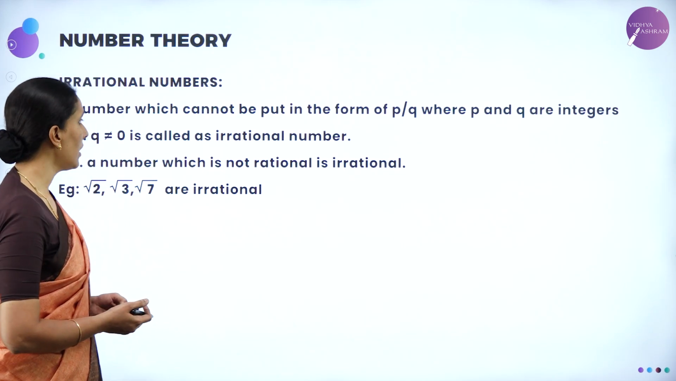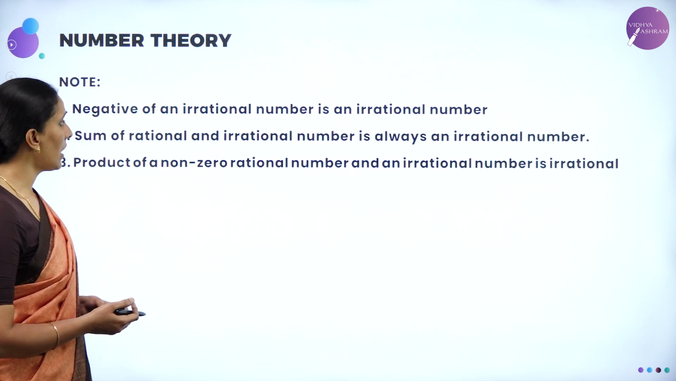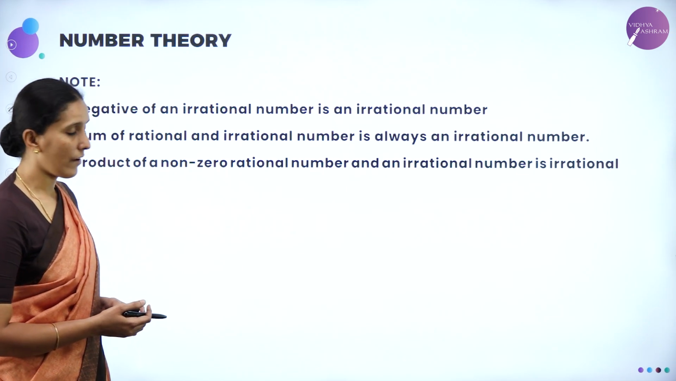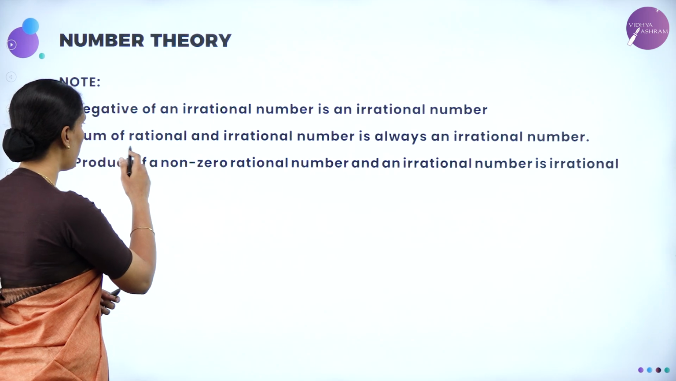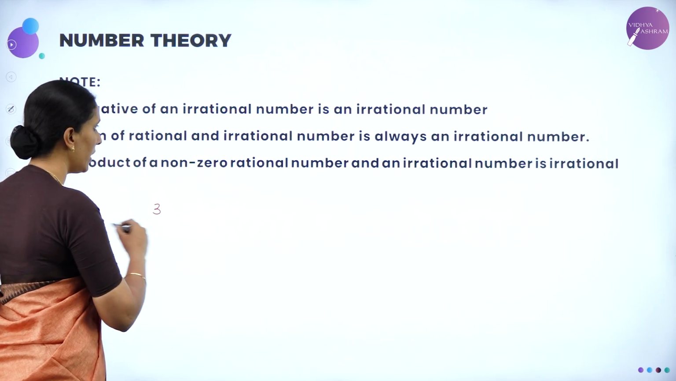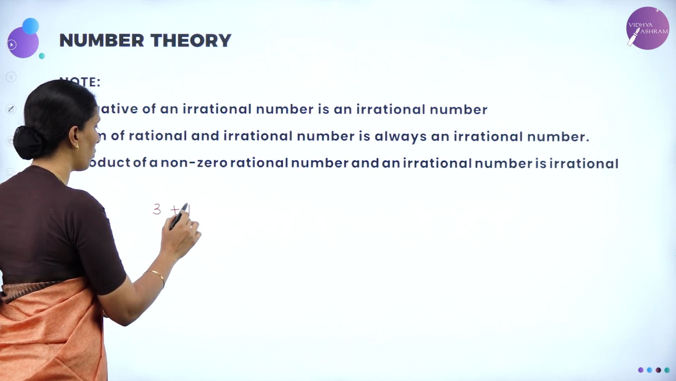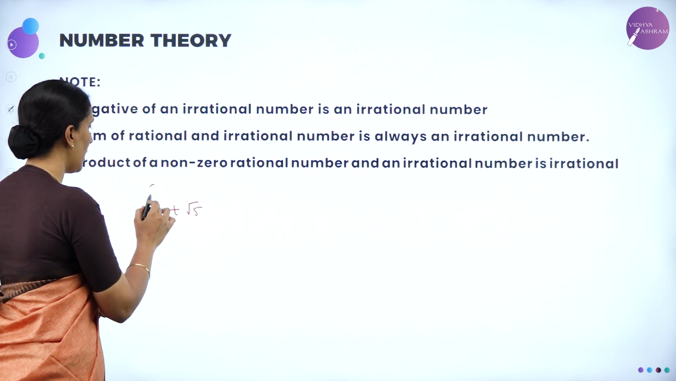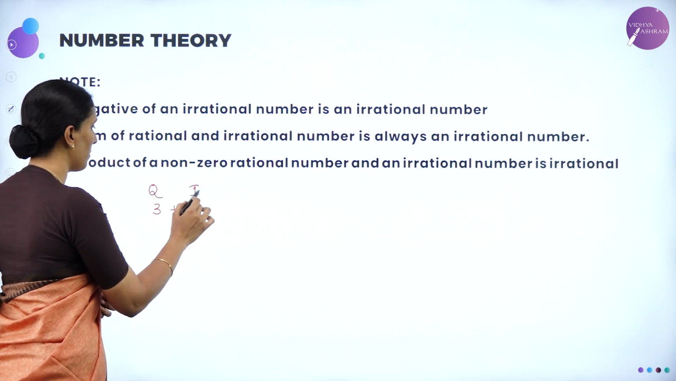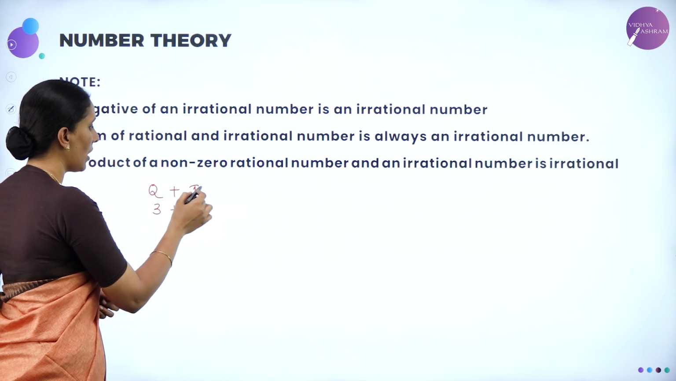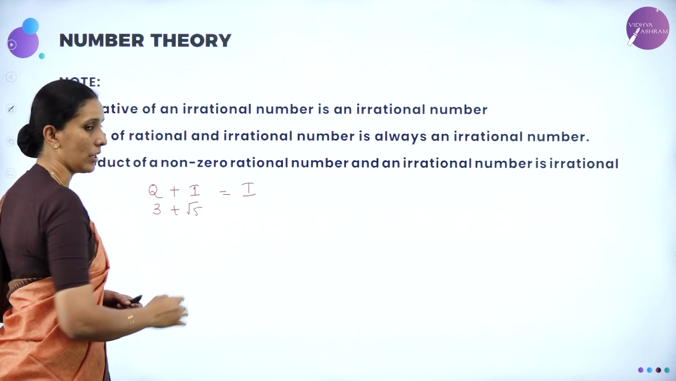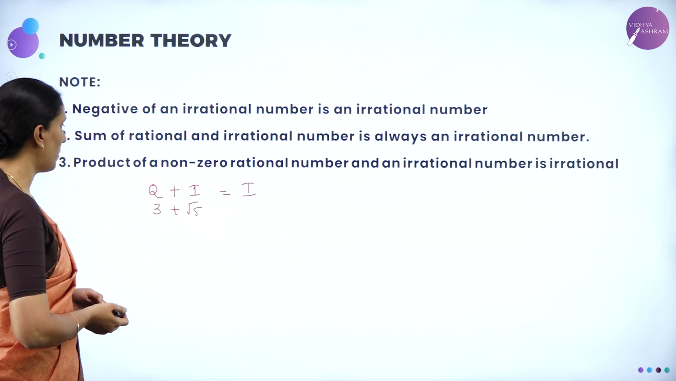The sum of a rational and an irrational number is always an irrational number. Let us take an example of a rational number. Let it be 3, and let me take an example of root 5. Now, this is a rational number and this is an irrational number. So, the sum of a rational and an irrational is always irrational. So, it can never be a rational number.